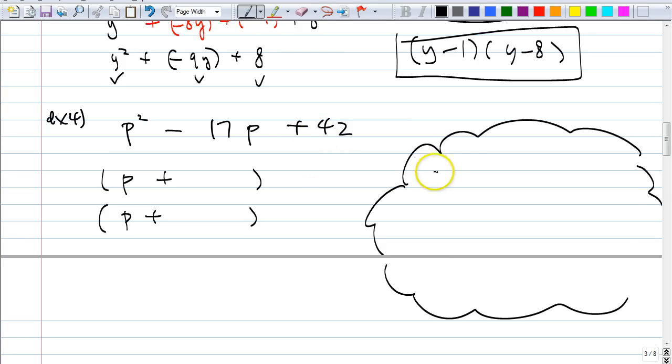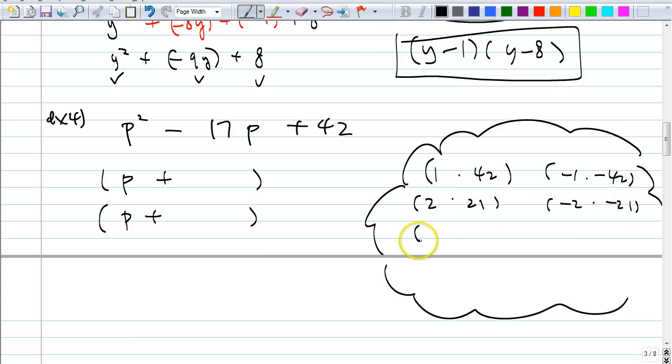But anyway, you could have 1 and 42. What else? If I could have 1 and 42, I could also have negative 1, negative 42. Okay, what about 2 and what? 21. Okay, negative 2 and negative 21. What else? 3. Does 3 go in? Yeah, 3 and 14. And of course, I could have negative 3 and negative 14.